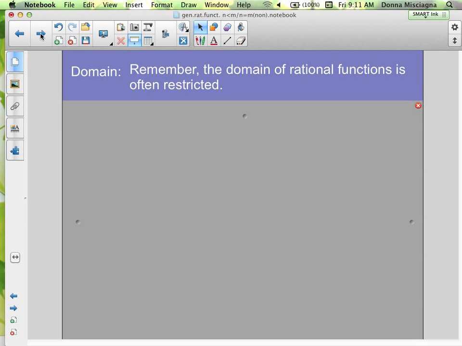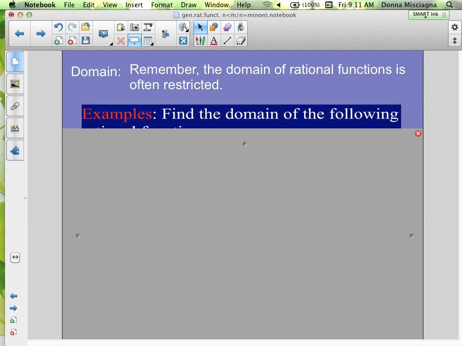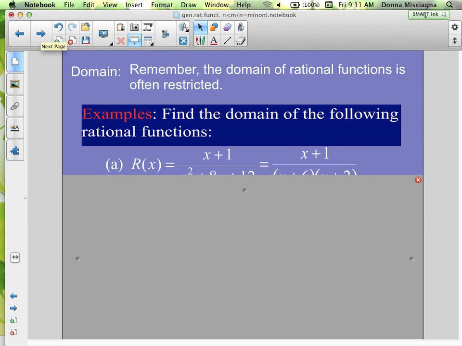So we're going to do some domain again. So remember, the domain of a rational function can be restricted. Let's see if I remember to erase from the last time. All right, so this has been factored for you. We want to find the domain of the following rational function. So we have r of x equals x plus 1 over x squared plus 8x plus 12.